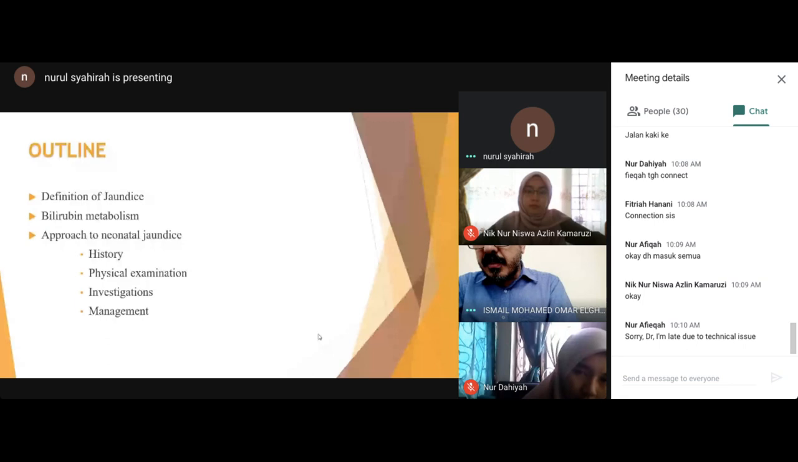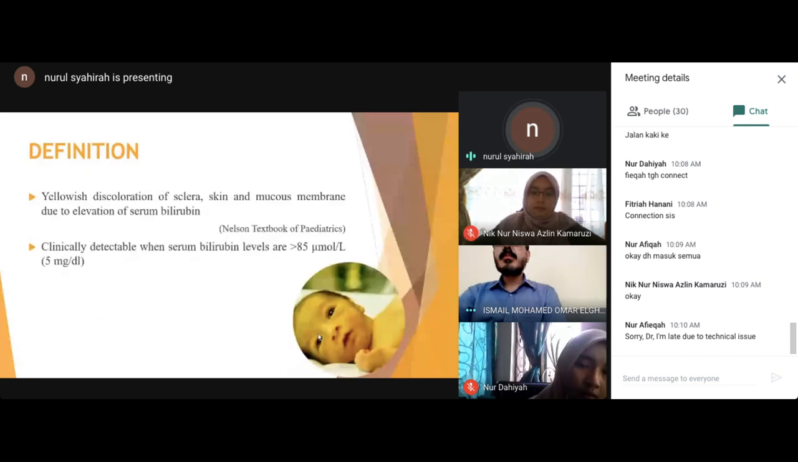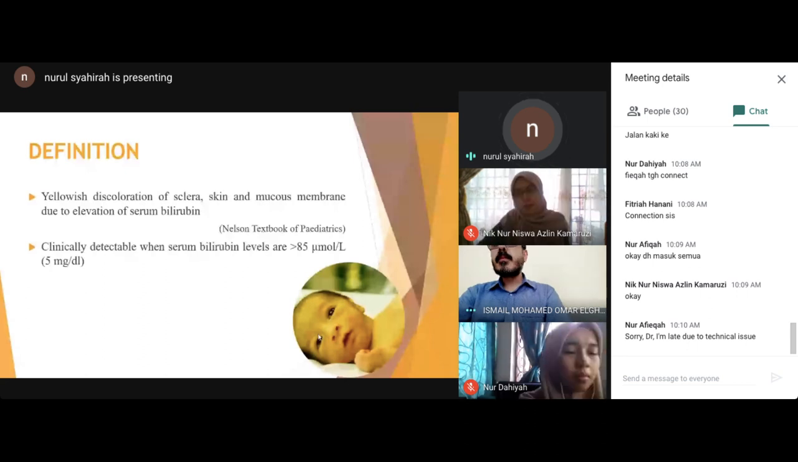Cannot see the slides. Okay, so first, what is jaundice? Jaundice can be defined as the yellowish discoloration of sclera, skin, and mucous membrane due to the elevation of the serum bilirubin. Sekejap, Kak Syairah. Doctor, can you see the slide? I can see now. Yes, now I can see. Good. Hello. How is there background noise?